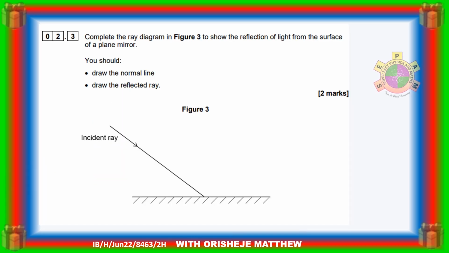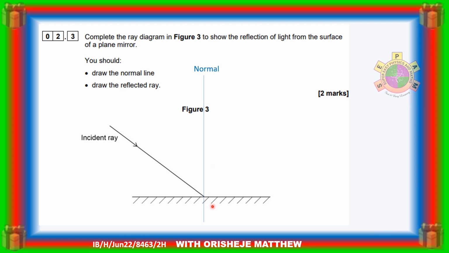Question 2.3. Complete the ray diagram to show the reflection of light from the surface of a plane mirror. You should draw the normal and then draw the reflected ray. In this case, this is the incident ray and this is the plane mirror. You know that by the law of reflection, the angle of incidence is always equal to the angle of reflection. So what we need to do is draw the normal.